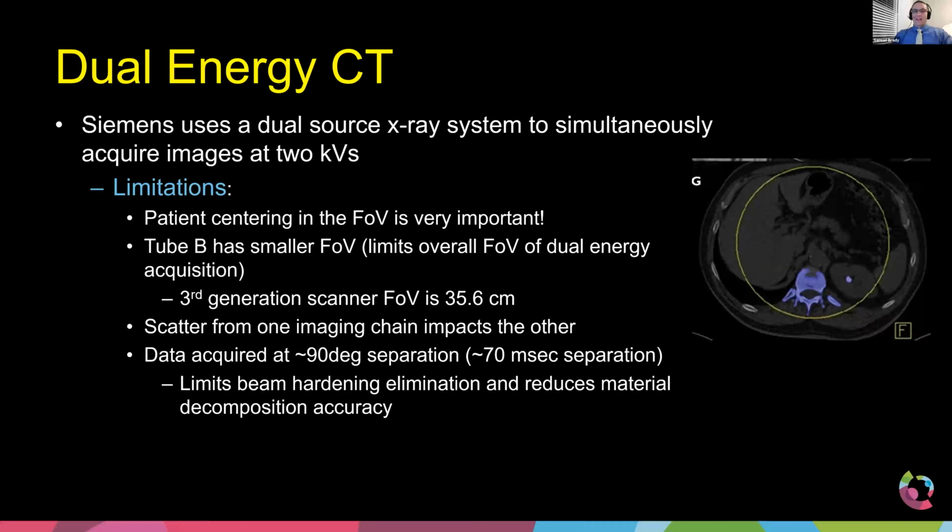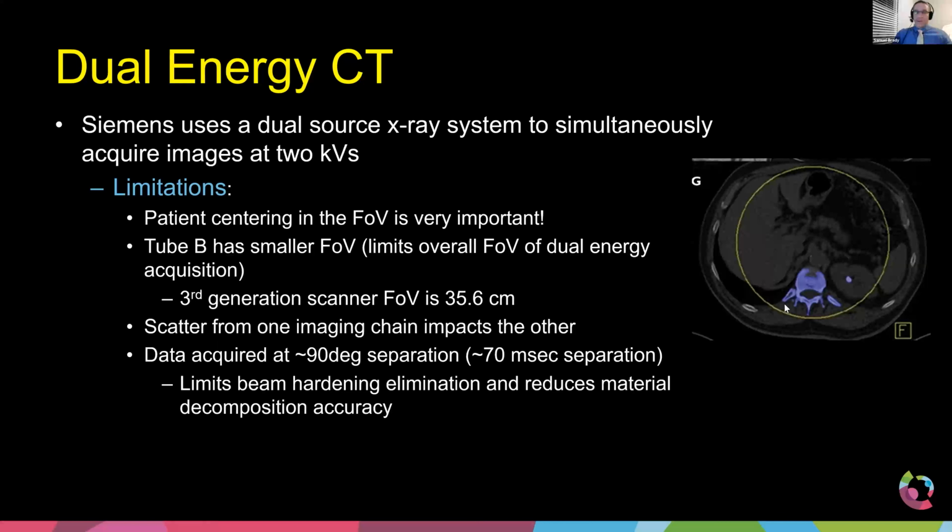Now, that is true to this scanner. And they have changed a little bit. The newest scanner, the 3rd generation, you can do 35.6 centimeters, which may still be kind of small for a large patient. They previously were, I think, 28 or 29. The 2 tubes are actually not at 90 degrees. They're actually 95 degrees. They kind of opened it up just a little bit so they could make the second tube detector a little longer.